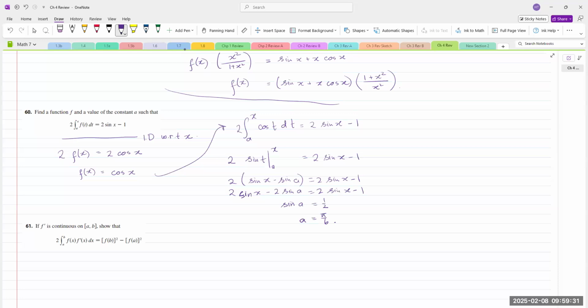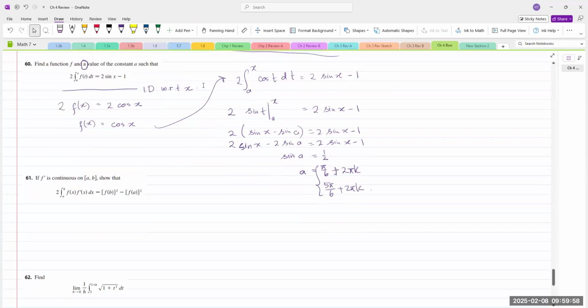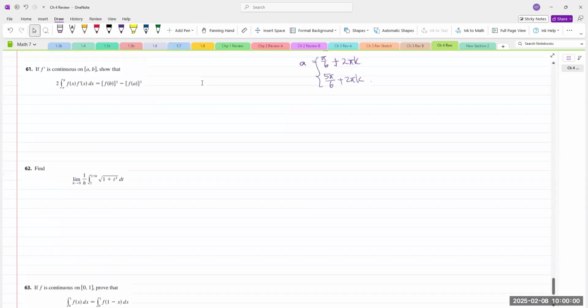Or any value that gives you pi over 6, that gives you sine a equals 1/2. Maybe I write it as pi over 6 plus 2 pi k, or 5 pi over 6 plus 2 pi k, also okay. That's why they use a constant a instead of a specific value, because there are multiple possible values for that constant a. Number 61. When will I end? That's so many questions, Thomas.